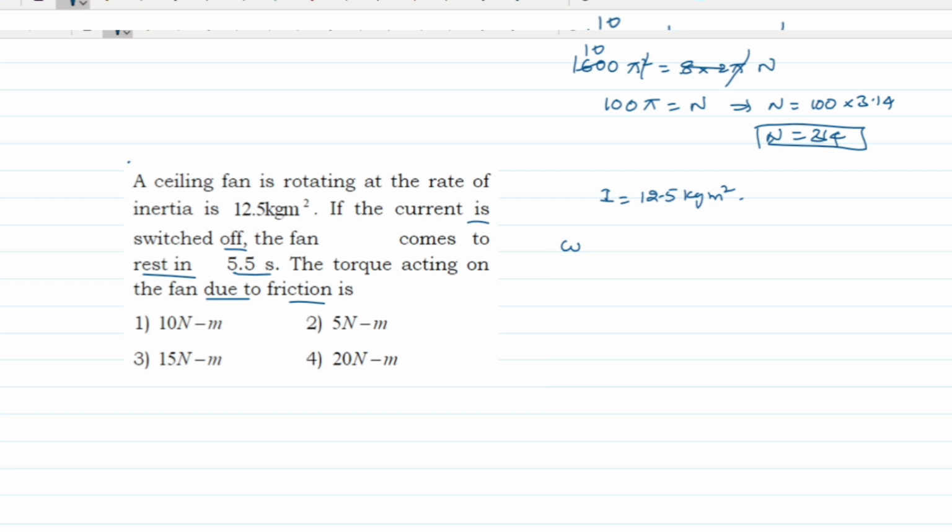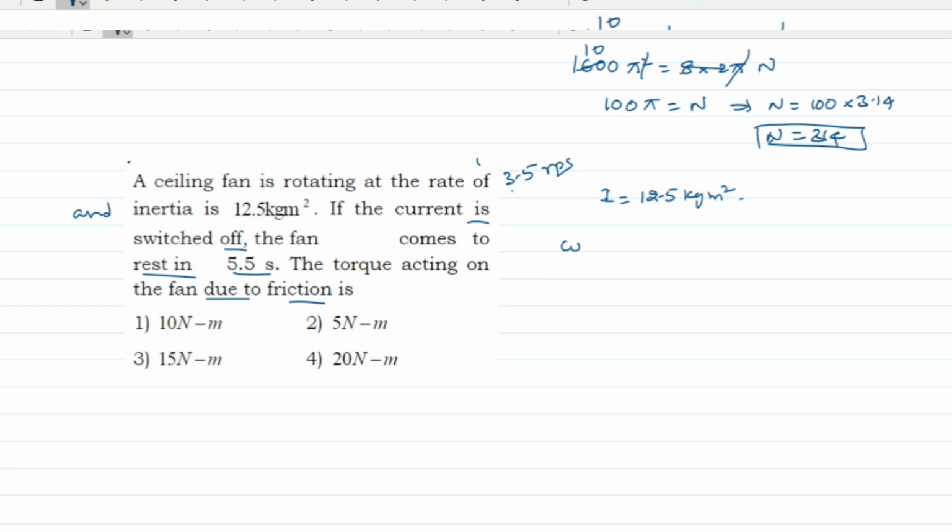So a small correction is there, students, here it is given as 3.5 rotations per second. So it's at the rate of 3.5 rotations per second, and inertia is 12.5 kg meter square. So if the current is switched off, the fan comes to the rest. So initial angular velocity you have to calculate, students.